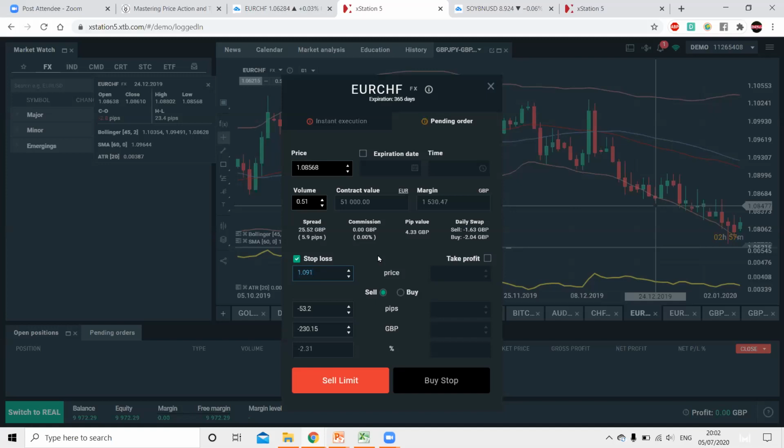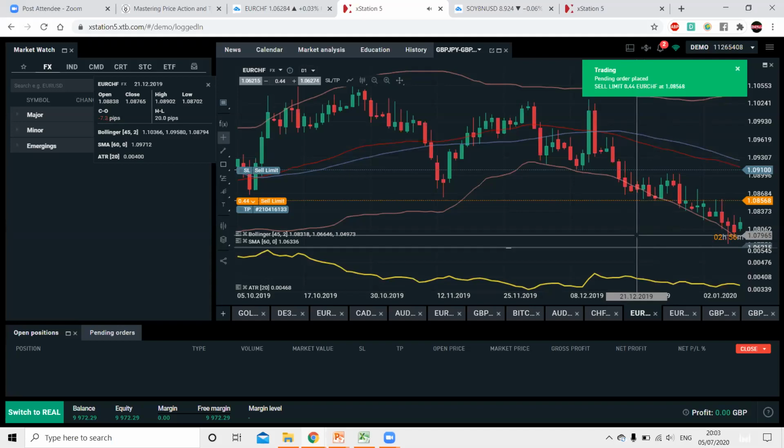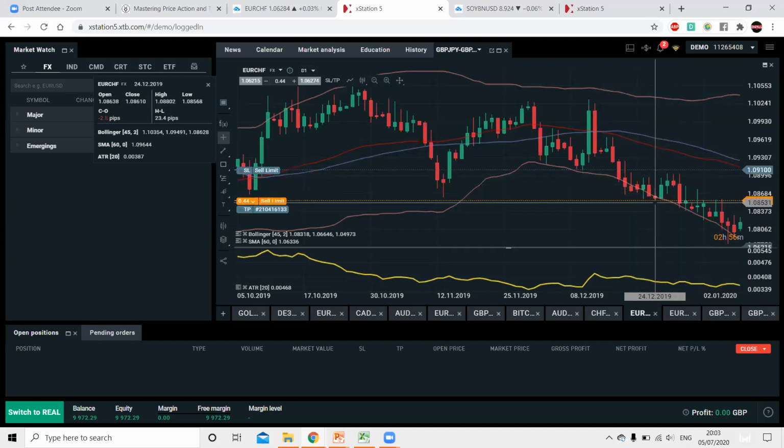And what you can see here is that the percentage risk is 2.3. So because I want 2% risk, I'm just going to reduce this slightly. So 0.44, that will do. And if I just put that on the chart, you'll be able to see the levels. So you can see there, the stop loss is up here, the sell is there.